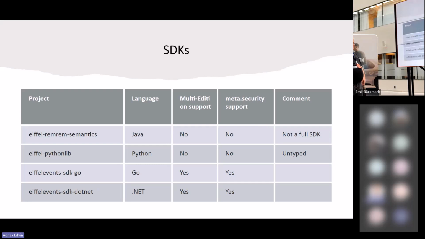The most up-to-date is probably the Go SDK. And that one has multi-edition support. And it does now have meta security. So with meta security it's possible to actually sign events, so you know that the events are signed. We're going to talk more about that later. The latest one is .NET. That one also has multi-edition support, and also has support for the secure test line movements.